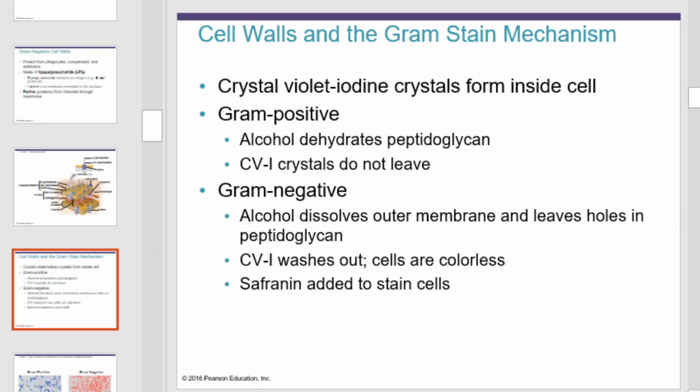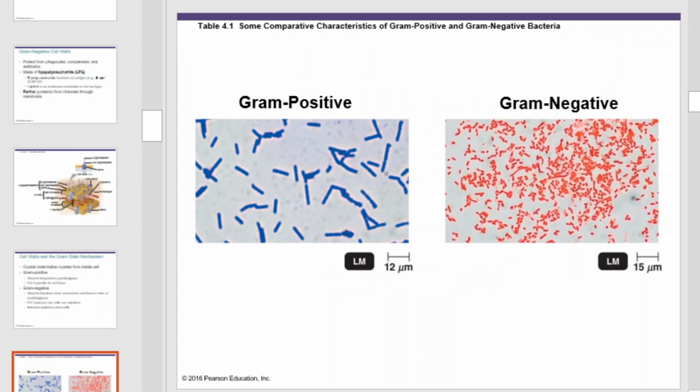During the decolorization step of gram staining, the crystal violet and iodine will wash out, leaving cells that are colorless. In the last step of the gram staining procedure, safranin is added to the cells, and the cells will stain pink. This is an illustration of gram-positive and gram-negative cells.